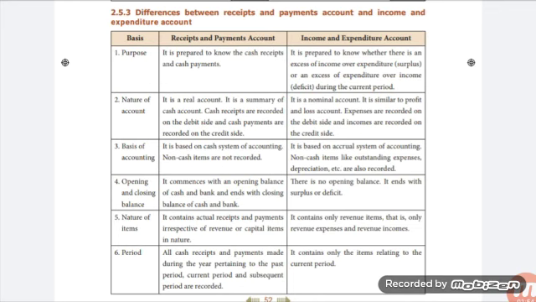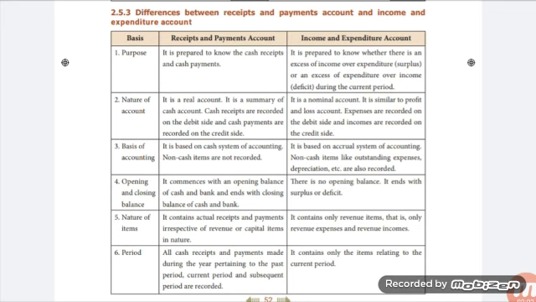Income and expenditure account is a nominal account. Okay. Income and expenditure account is similar to profit and loss account. All expenses and losses are recorded on the debit side and incomes and gains are recorded on the credit side.